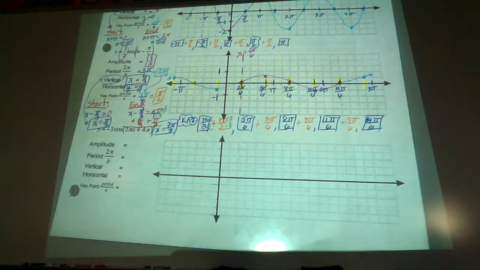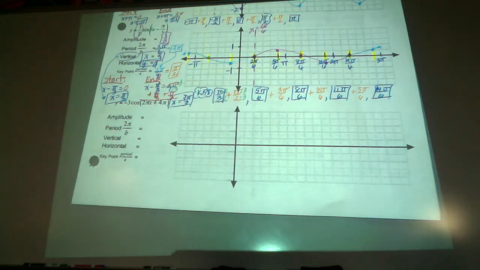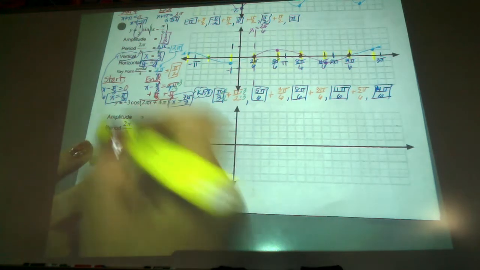All right, so let's look at this one down below. This one's a bit of a doozy. It's a little hairy. It's got a lot going on. It's got 4 things going on. What's the first thing you notice that you haven't had before? It's a negative. You have a negative.